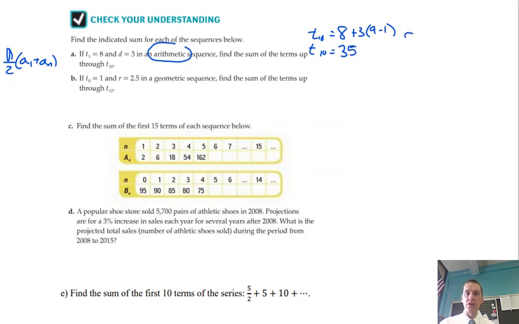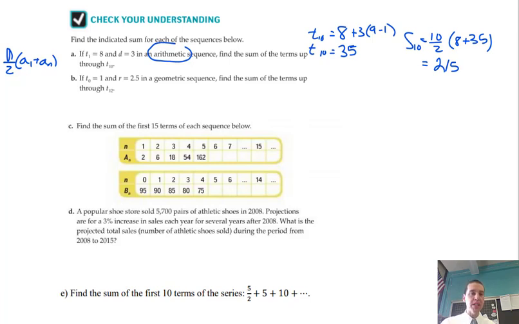Now, finding the summation of our 10th term, we will get 10 divided by 2 times 8 plus 35. And yes, I'm cheating, I'm using my notes. We're going to get 215. Not that good with math in my head. That's for arithmetic, again, needing the first and the last term.